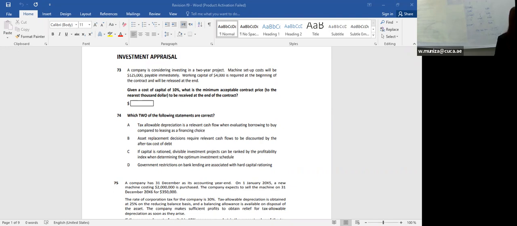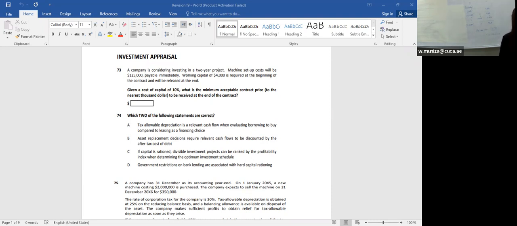So option C and D are the right ones, but let's see how. If capital is rationed, it means that we do not have enough required capital. We have more projects to invest in, but not enough capital. If capital is rationed, divisible investment projects can be ranked by profitability index when determining the optimum investment schedule. This is very right. Whenever there is capital rationing and the investment projects are divisible, in order to rank those, we use profitability index.